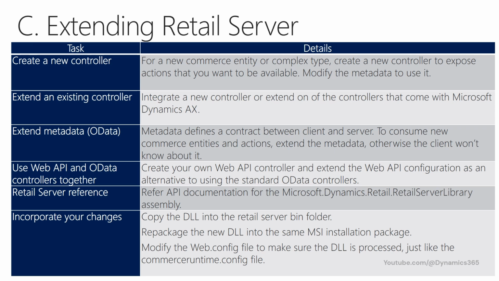Retail server reference. The reference API documentation is available in the Microsoft.Dynamics.Retail server library assembly. Incorporating changes. Once changes are done, you need to copy the DLL into the retail server bin folder. You need to repackage the new DLL into the same MSI installation package. You must also modify the web.config file to make sure the DLL is processed, just like the commerce runtime.config file.